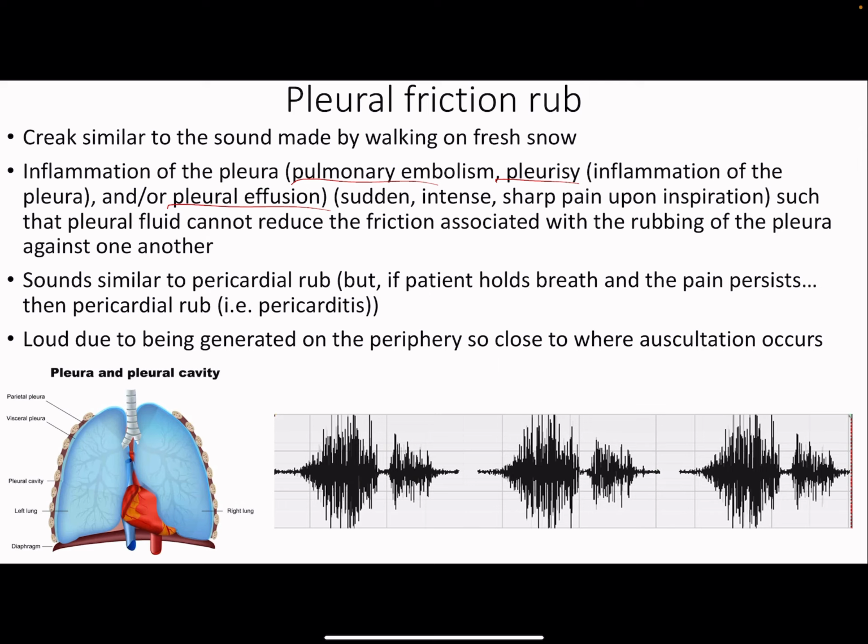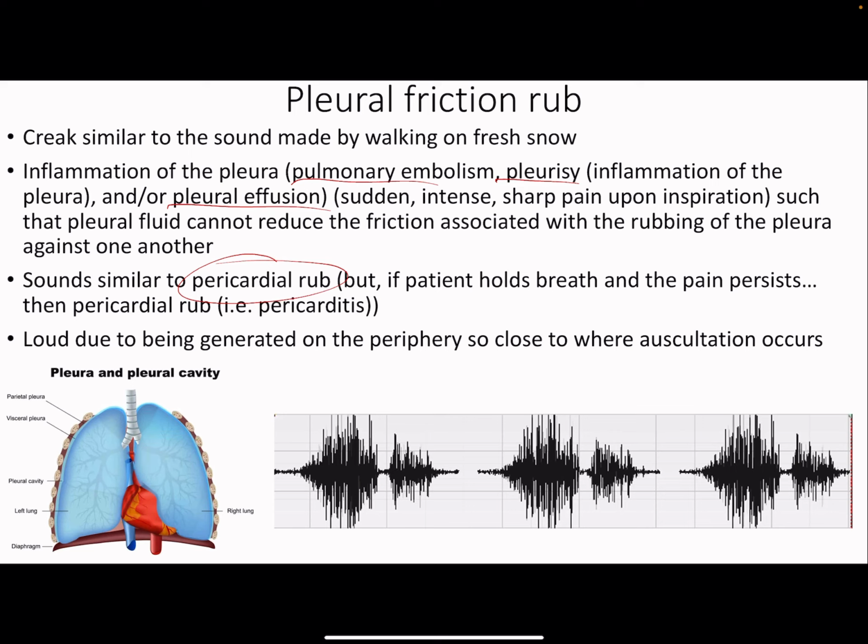And again, when the lungs expand and contract, the pleura would want to rub against each other, which would create a lot of friction, would be painful, would make a lot of noise, but usually the pleural fluid stops that, but not if there's inflammation. It's similar to a pericardial rub when you have pericarditis.